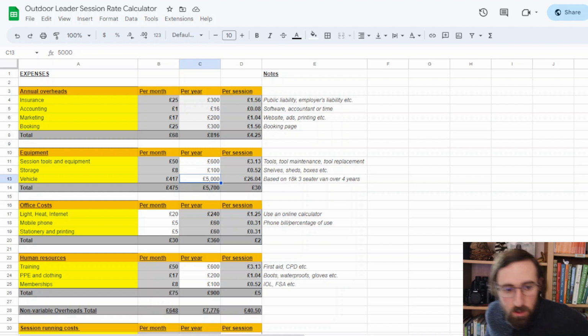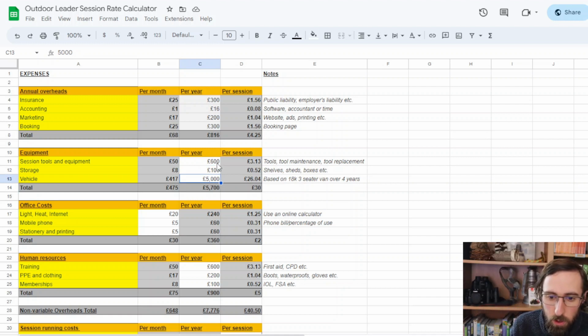Now this is the big one when we get over to vehicle. It's a cost that not a lot of leaders think as much about as I think maybe they should. Because when you have quite a bit of equipment that you're carrying around, you will normally require a car that is slightly bigger or a van that's slightly bigger than you would normally have.